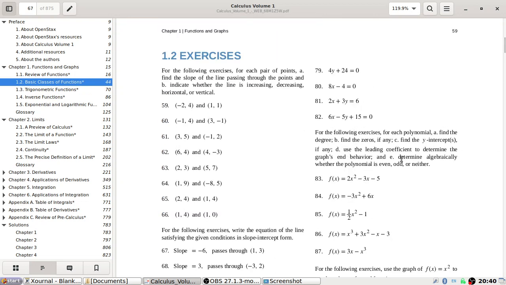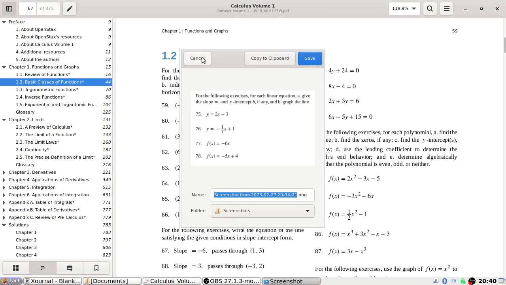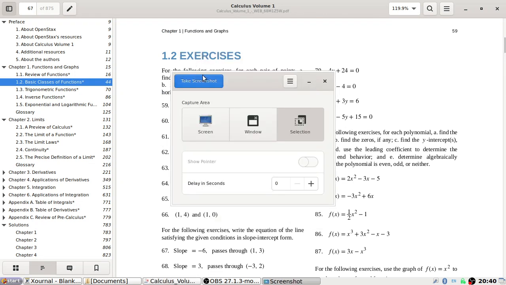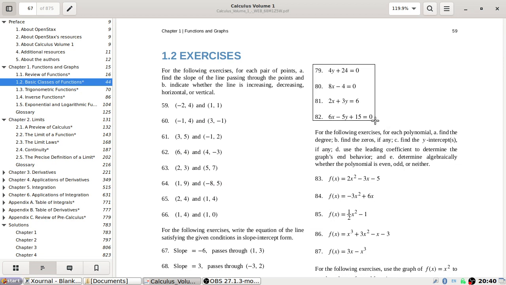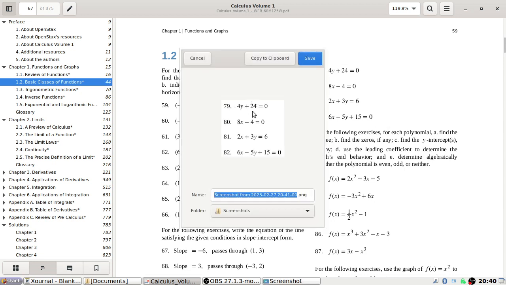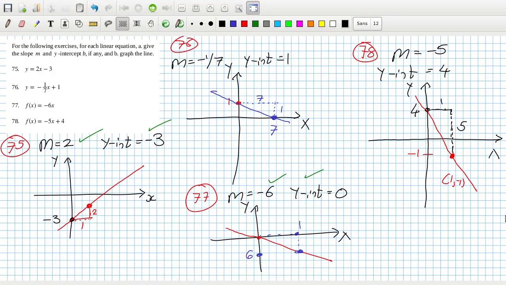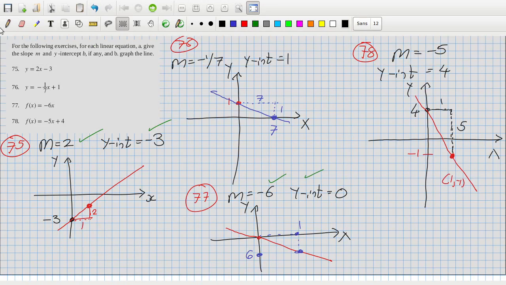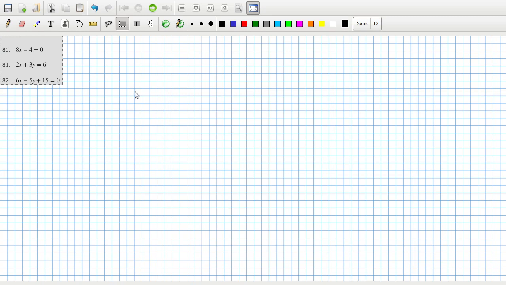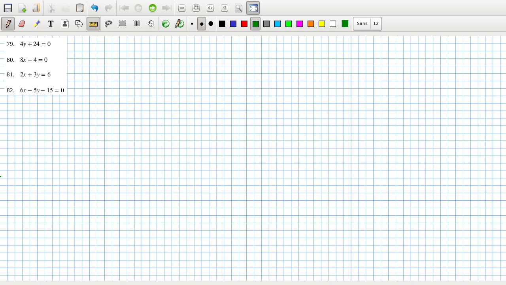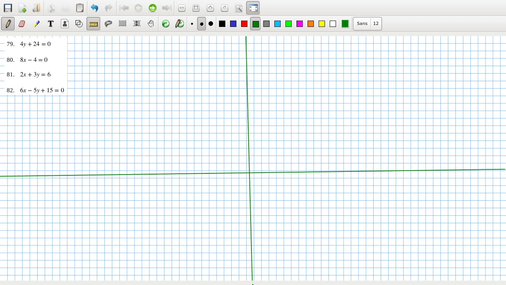Let's do these last 4 ones neatly, huh? Let's do these ones neatly. Let's even use a ruler. Let's split the page in 4. And then let's take care of the first one.